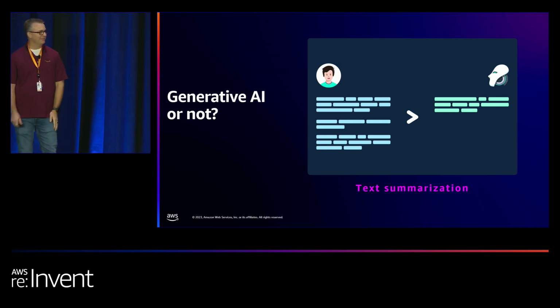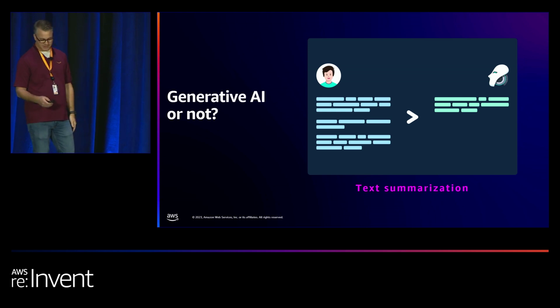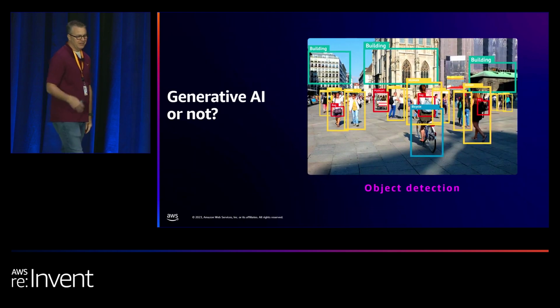You're batting 100 right now. So that's a really good example, and a lot of people are using generative AI for this today. So the next one is object detection.